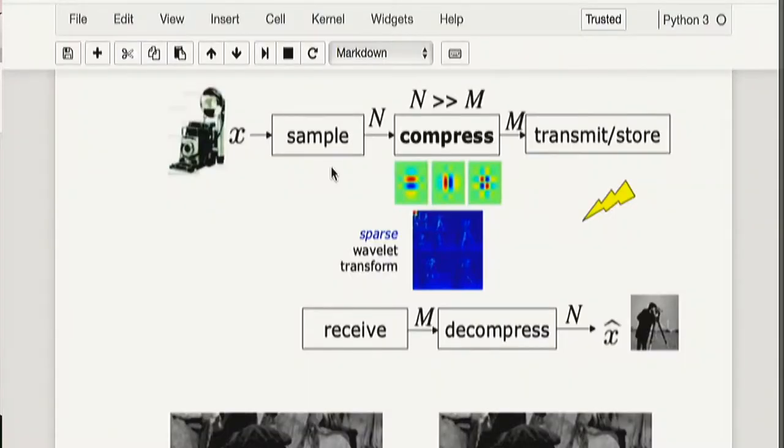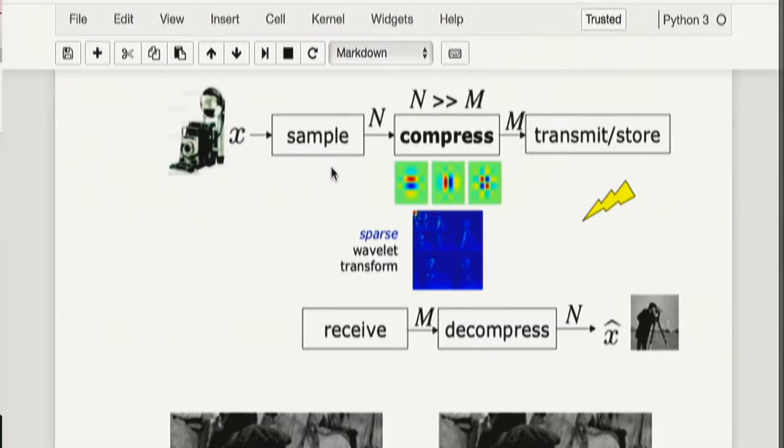The thing is, in the classical approach, which is this one, when you do this step, the sampling of the signal, the acquisition of the signal, you have to do it at a very specific rate. If you don't do it at that specific rate, you will not be able to recover the original signal.